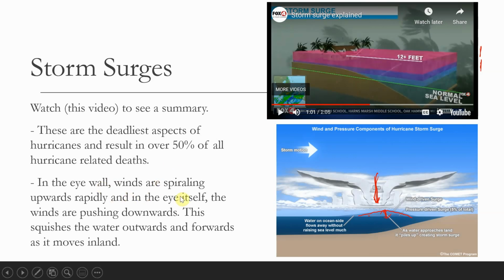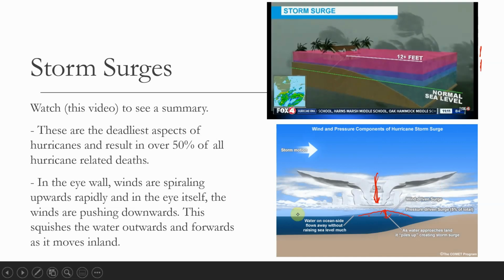These winds are spiraling upwards, but in the eye itself, they're pushing downwards, and this squishes the water outwards and forwards as it moves inland. So as the storm is moving to the right in this picture here, it's pushing this bubble of water also up and to the right.